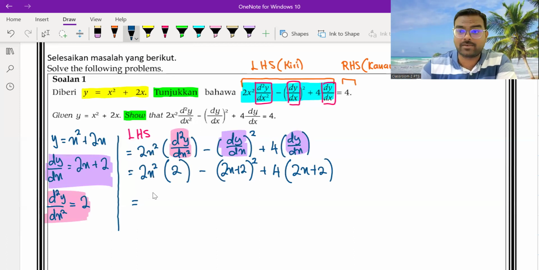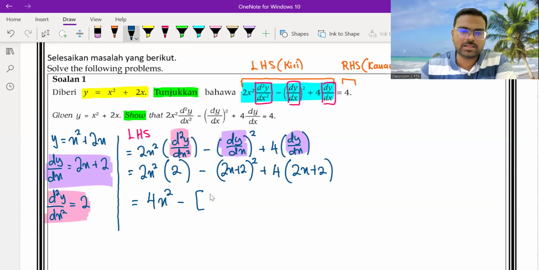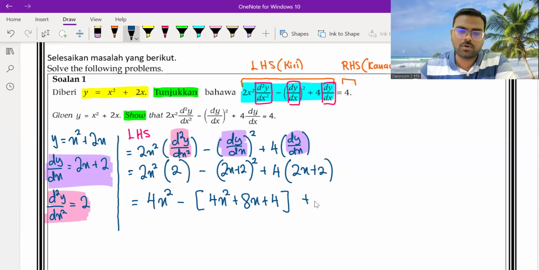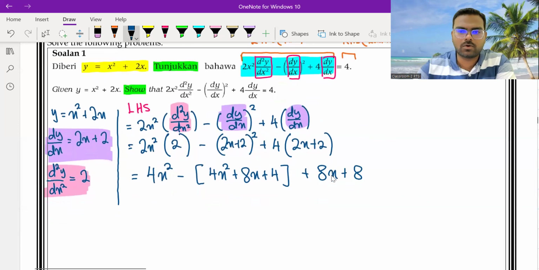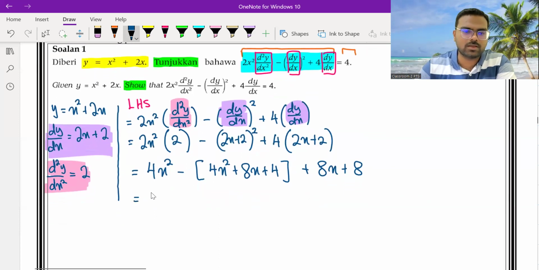So now we expand. Okay, we expand, kita akan dapat 4x square minus bracket. Yang ini kita kembangkan, kita akan dapat 4x square plus 2 times 2, 4. 4 times 2, 8. So 8x plus 4. Plus, okay, yang ini kita kembangkan, kita expand, kita akan dapat 8x plus 8. Okay. We further expand this.